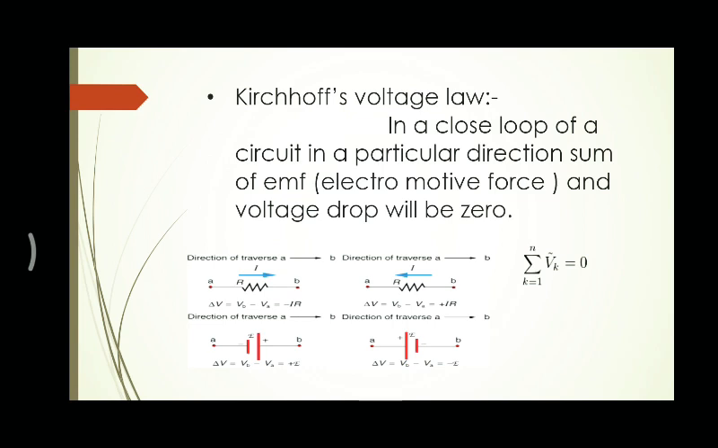Now we have an element in which current is flowing from A to B. In the first element, current is flowing from A to B, so we can understand that the potential at point B will be less compared to the potential at point A. So the potential difference between B and A will be negative. As a result, we get that the calculation of potential drop or voltage drop in the direction of current will be negative.